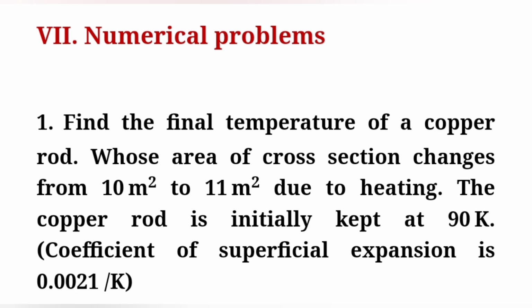Seventh Roman letter, numerical problems. First one, find the final temperature of a copper rod whose area of cross section changes from 10 m squared to 11 m squared due to heating. The copper rod is initially kept at 90 K. The coefficient of superficial expansion is 0.0021 per K.